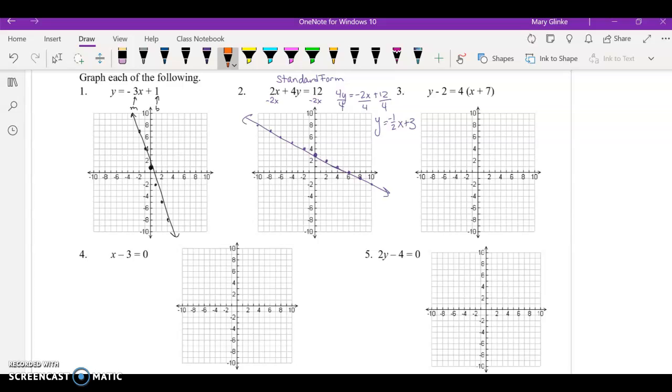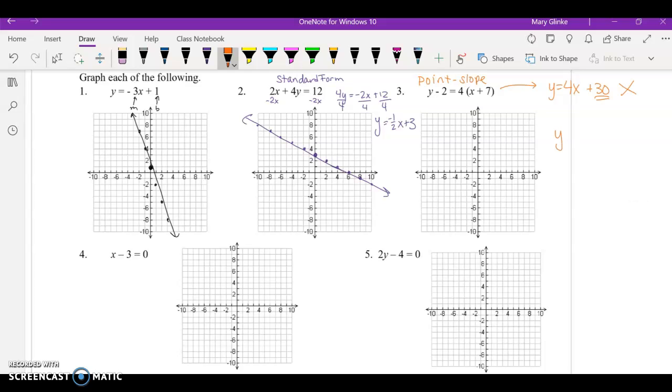Now, number 3 here, you do have a couple of options. You can put this in slope-intercept form, but if you have already tried that and gotten stuck on this one because your y-intercept was 30, you might be saying, well, we can't even graph this one, but we can. The problem is we cannot graph it in slope-intercept form, but we can graph it in point-slope form.